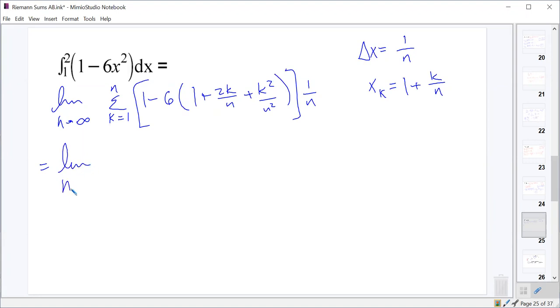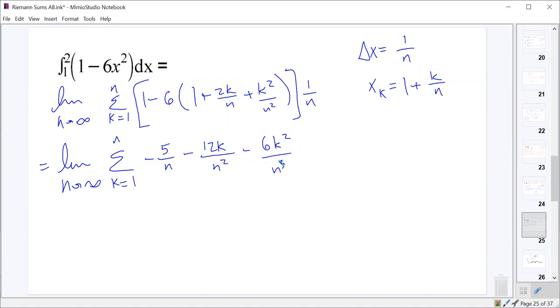All right, and we got a limit then as n approaches infinity. The sum, I'm not going to forget my sum this time, from k equals 1 to n. Here we have 1 minus 6, so that's negative 5. And then times the 1 over n is negative 5 over n. And then a negative 6 times a 2k over n is negative 12k over n times the other 1 over n, so minus 12k over n squared. And then minus 6k squared over n cubed. Everybody good with that? All right, cool.